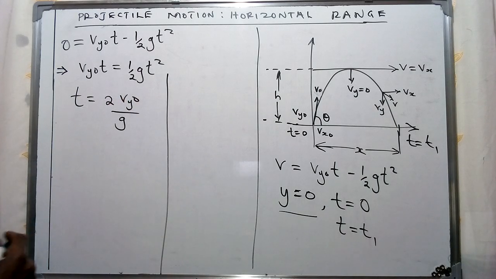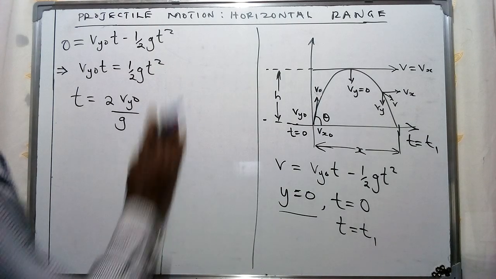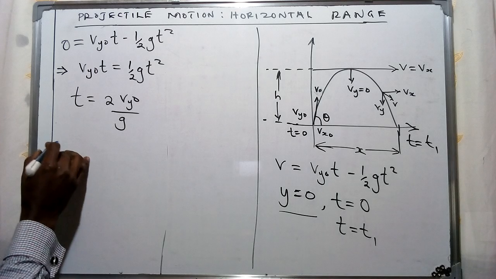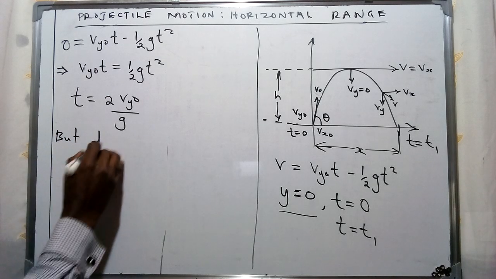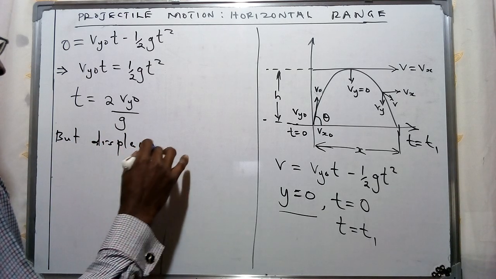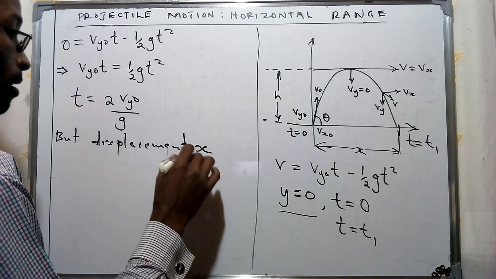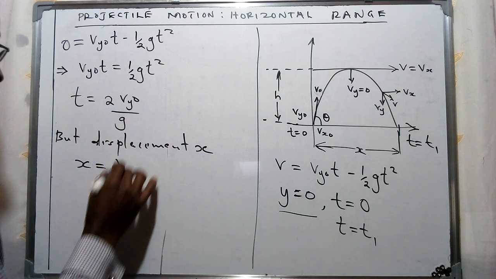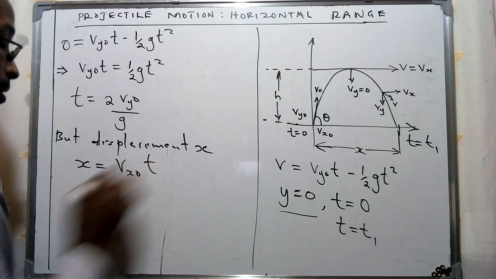For our evaluation, we're going to see that the displacement which we are after can be given in terms of x, whereby x is equivalent to the velocity component along the x-axis times the time.